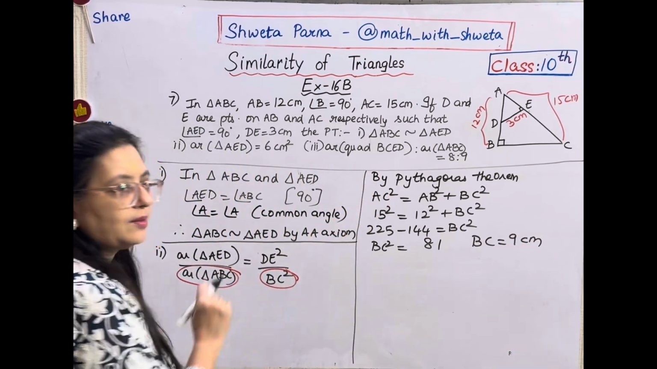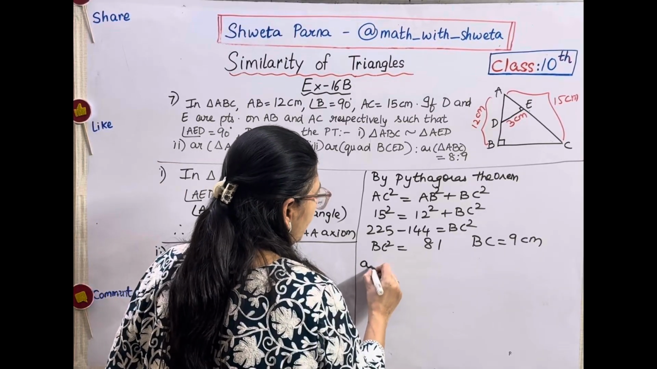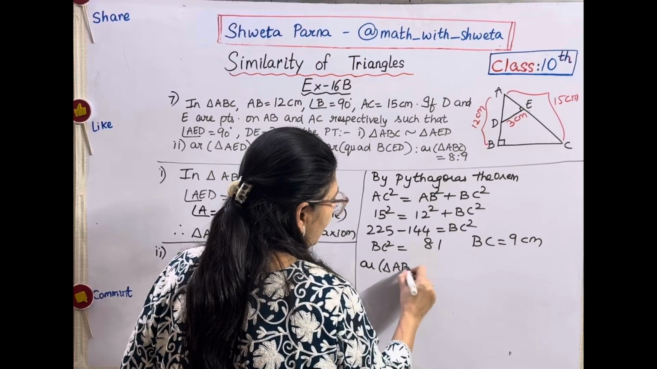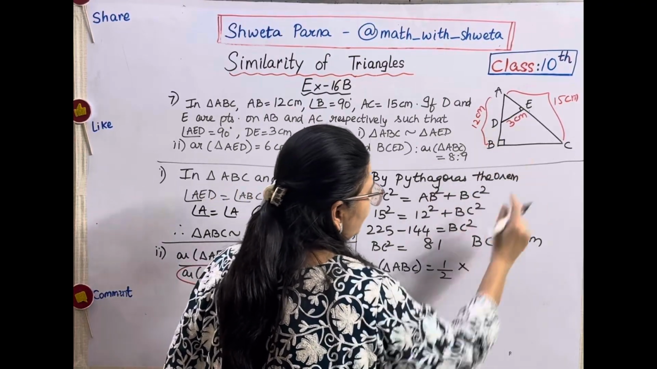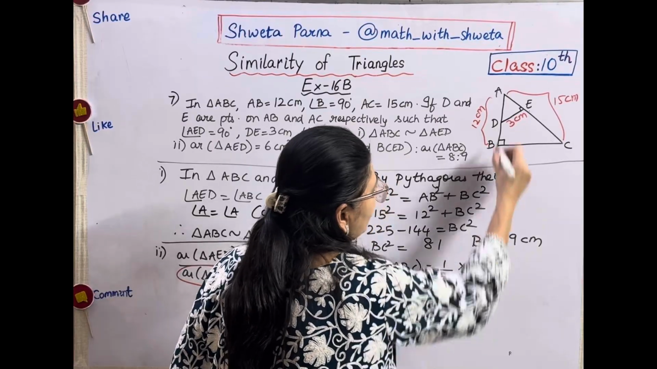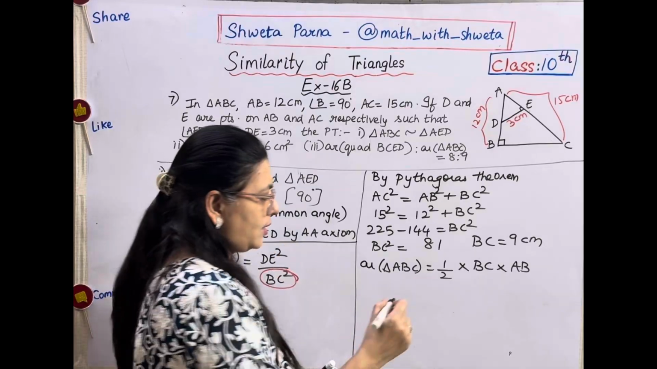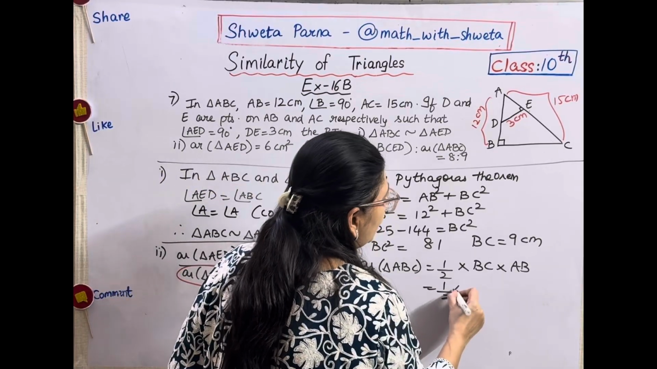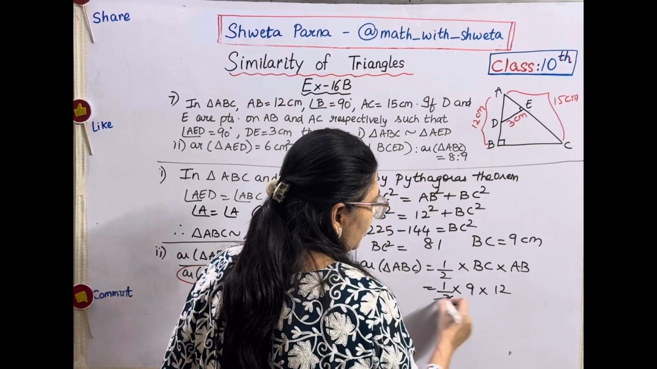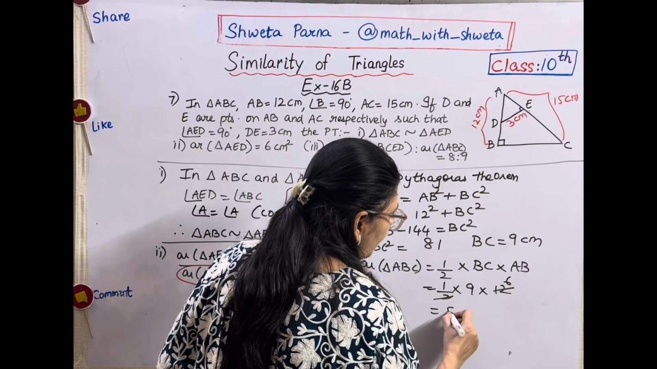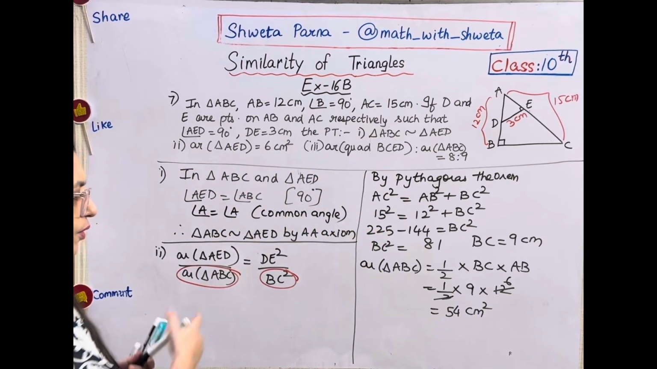So you got BC. Now what you need? Area of triangle ABC. What is area of triangle, any triangle, right angle triangle? It is half into base into height. What is the base over here? BC. What is the height over here? AB. So it is half into BC, you got as 9, and AB is given as 12. So 2 6s are 54 centimeters square. Now you got both the fill-ups.